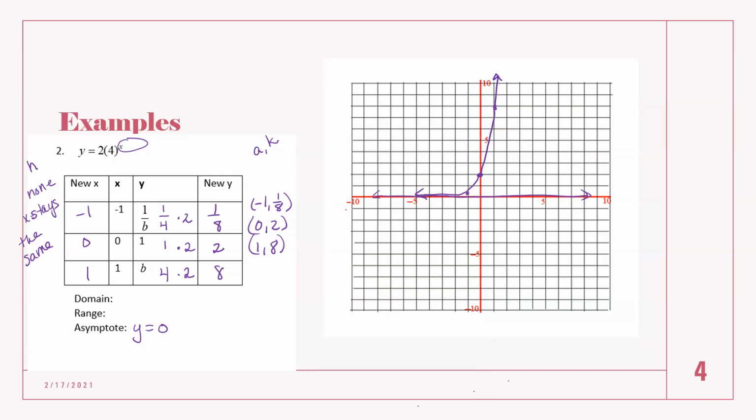Okay, so the domain again is negative infinity to infinity. Range comes pretty close to that 0, but never touches it, so that's a parenthesis, to infinity. Again, let's add these other two things. Let's do our y-intercept, which is 2, or 0, 2. And the translations: we have an a, and it's greater than 1, so it's stretched by a factor of 2.